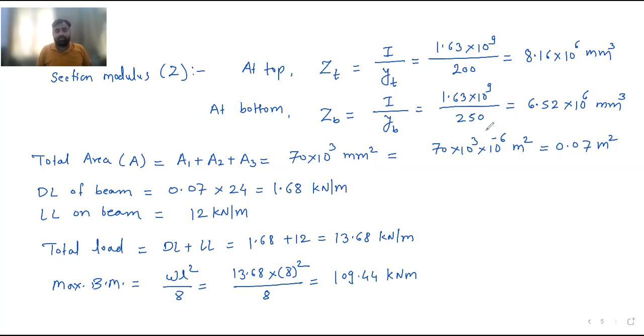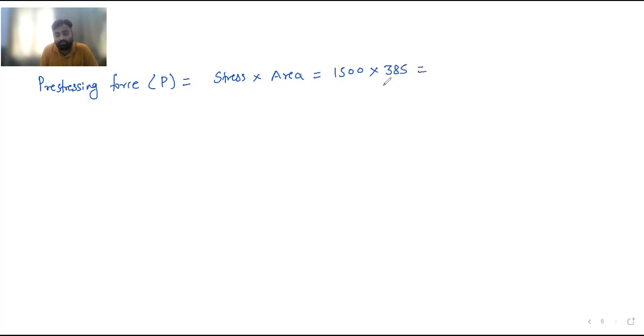Now calculate the pre-stressing force. After the bending moment, the pre-stressing force P. Force is equal to what? The basic formula is stress into area. So what is the pre-stress? It is given in the problem, 1500 into area. Area of wire is also given, 385. So let me know the pre-stressing force P.